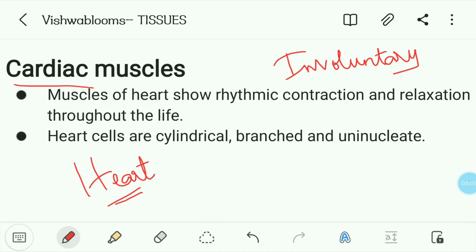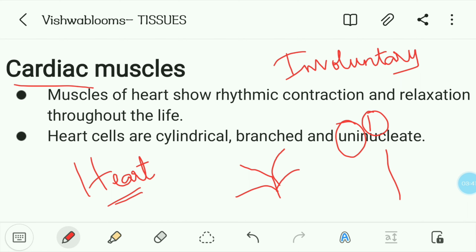And heart cells are cylindrical, and they are branched. So what are branched and unbranched? Branched means it has branches, like in trees you see so many branches. In a similar way it is also branched. And uninucleate, as I have already discussed earlier: uni means one, so only one nucleus is present.